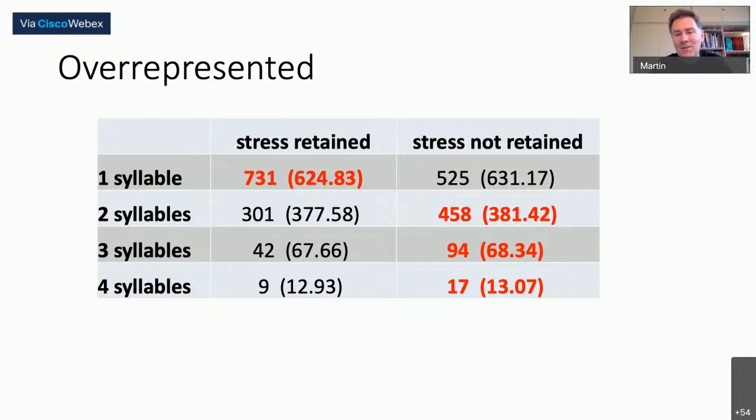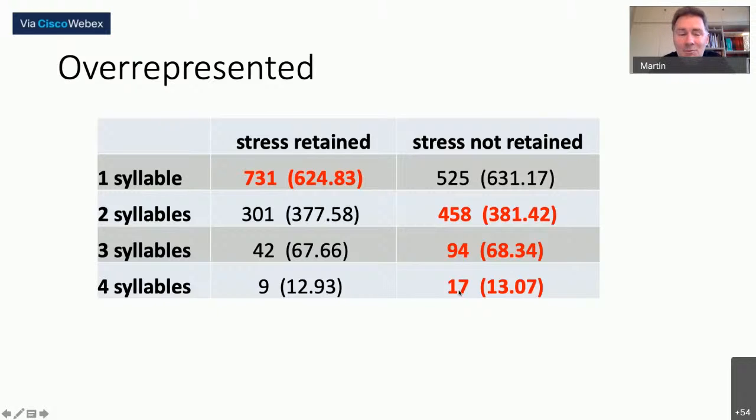And the cool thing that you see here is that we have a clean split. On the one hand, there are one-syllable clippings where the stress is retained. So they have a tendency to retain the stress from the source word. And then on the other side of the table, we have multi-syllable clippings. So 2, 3, and 4 syllables, which have a greater probability of changing the stress pattern. So all of these occur more often than expected.